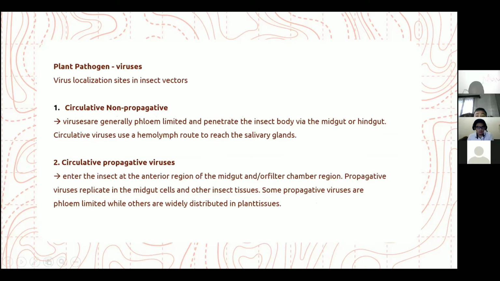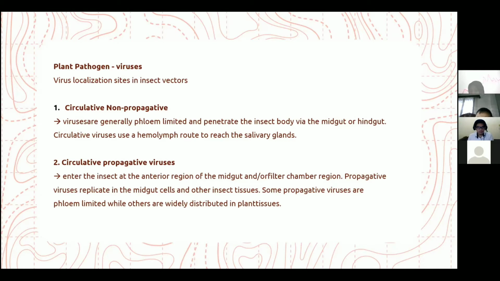Next, the virus location in insect vectors. The first one is circulative. Viruses generally penetrate the insect body via the hindgut. The circulative viruses go on to reach the salivary glands. The propagative viruses enter the anterior region of the midgut or the filter chamber region, and propagate in the midgut. Other insect propagative viruses are flow-mooded while distributed in plant tissues.